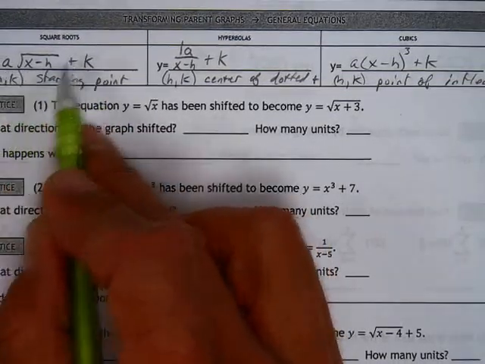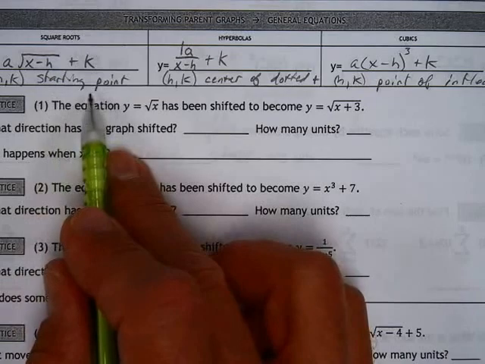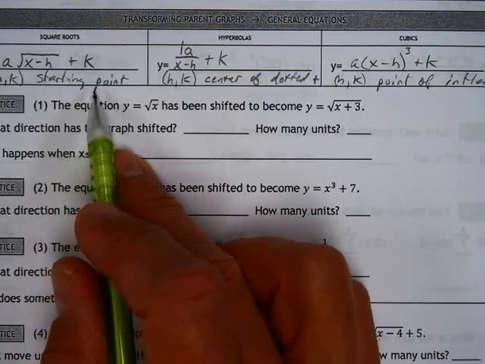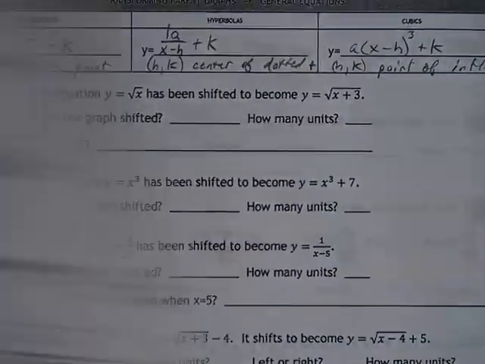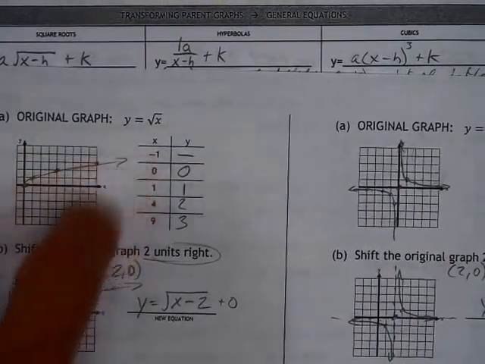With a square root, H and K is the starting point. It's where the graph starts, and if we remember, that one has a definite starting point, and then it goes off into oblivion.